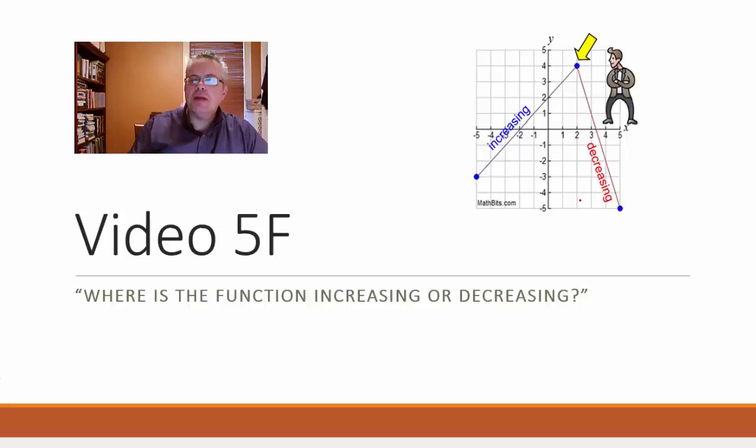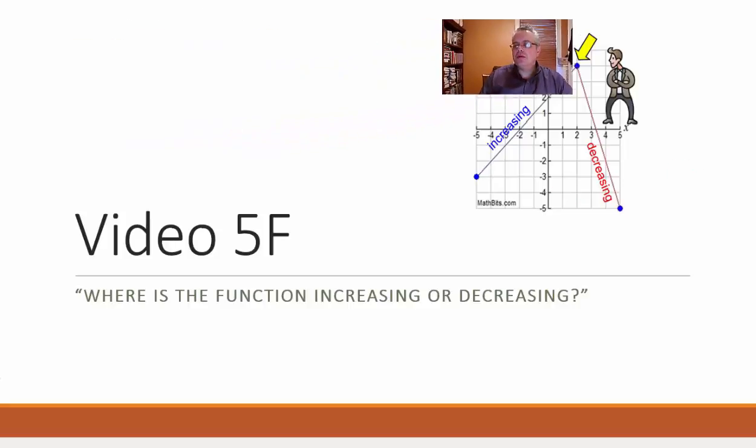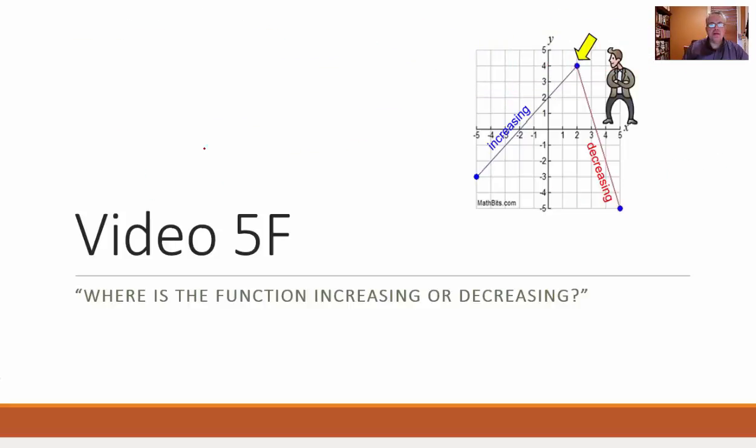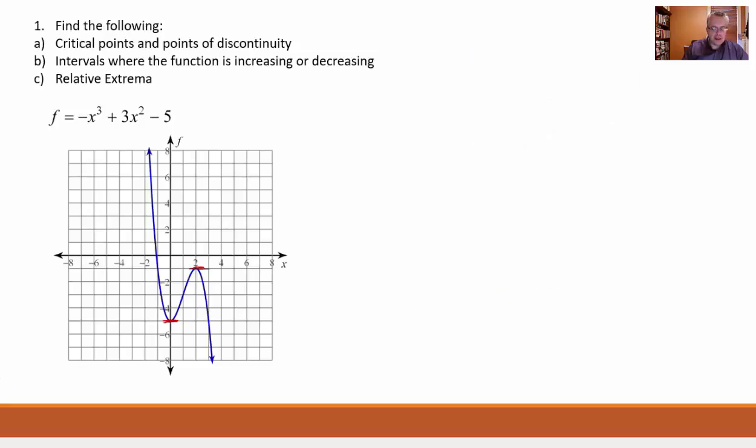At first we're going to identify where this happens using a graph, but then we're going to use the first derivative to tell us where this happens. Okay, so here's our first example. We have a nice cubic function here, and our first instruction is to find critical points and points of discontinuity.